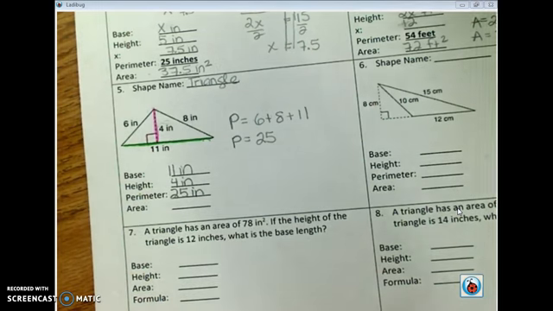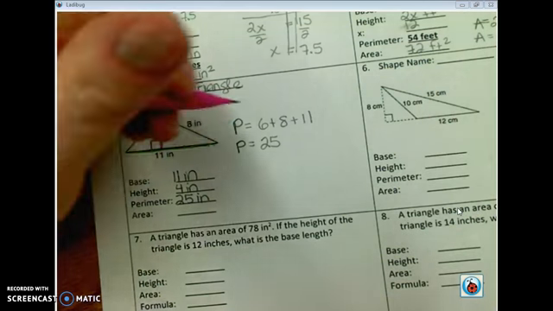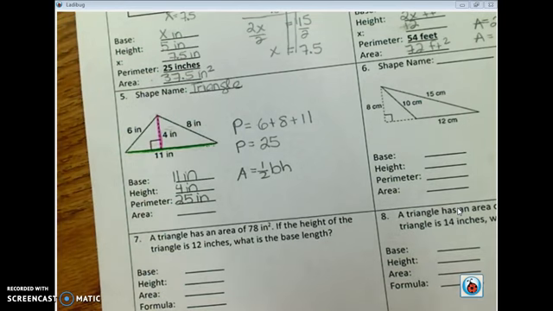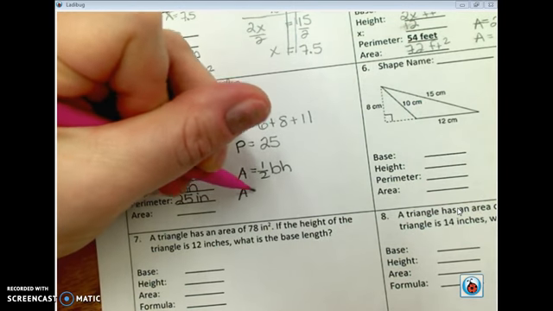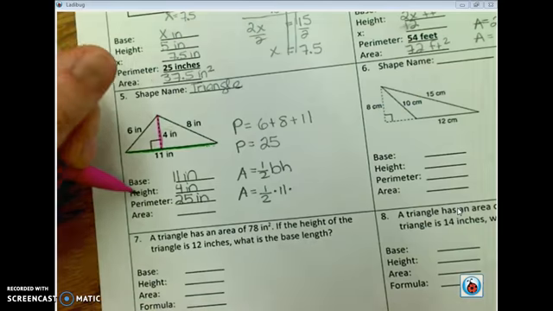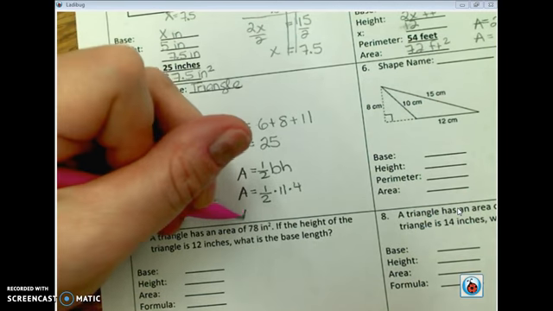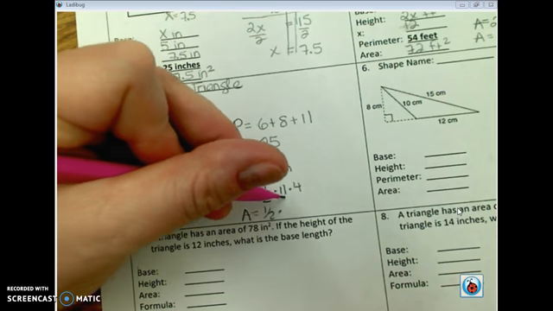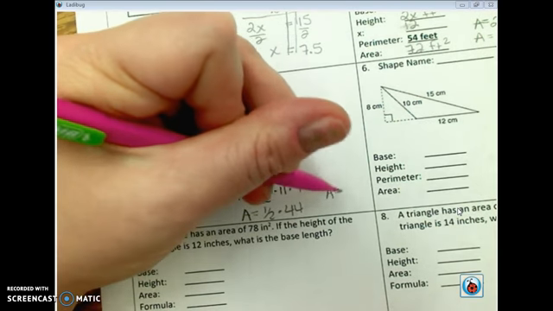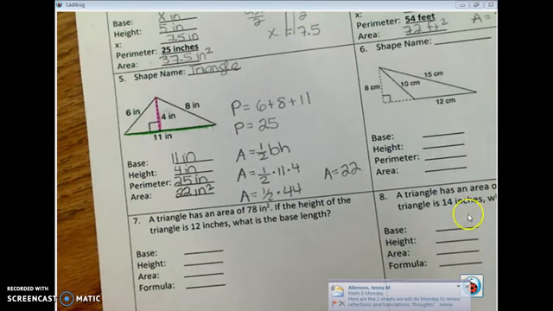Now if you need to, refer to your sheet. Here I have area equals 1/2 base times height. So we're going to start with our formula. 1/2 base times height. Fill in what I know. Area equals 1/2. I know my base is 11 and my height is 4. I save my fractions till the very end if possible. So area equals 1/2. 11 times 4 is 44. Well, that makes it easier. Half of 44 is 22. So my area is 22 inches squared.